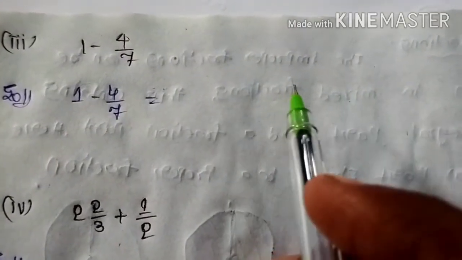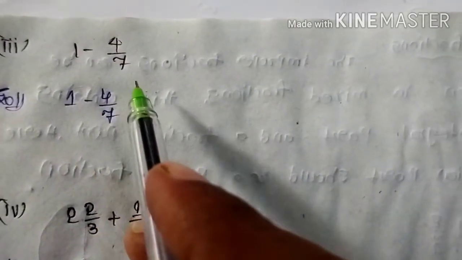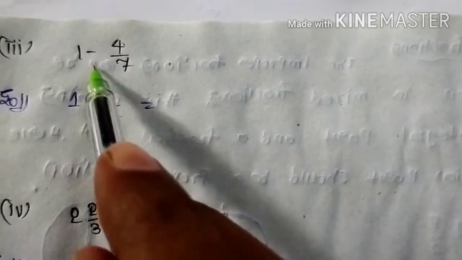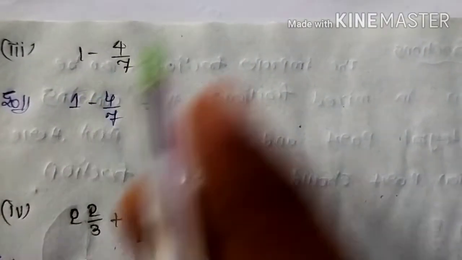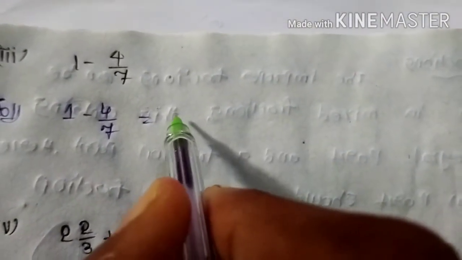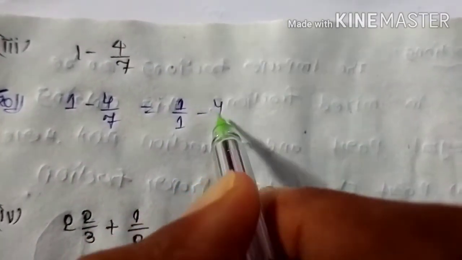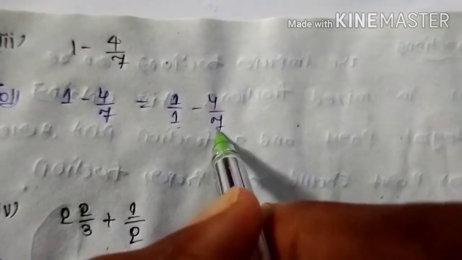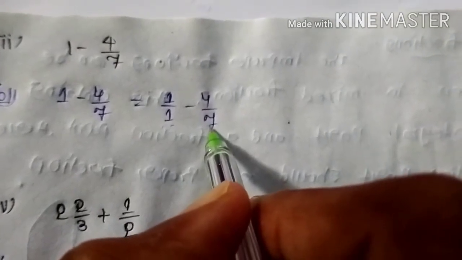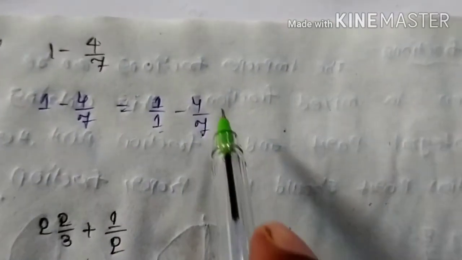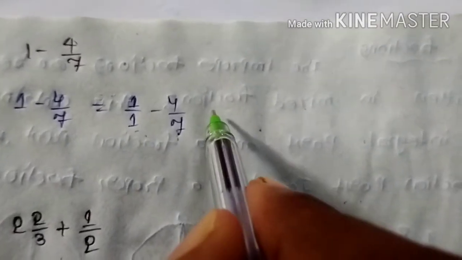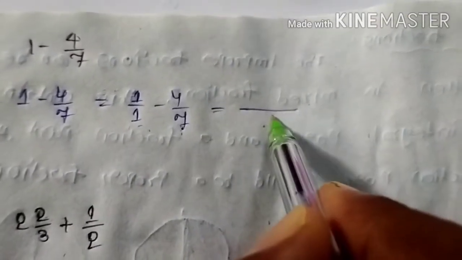Now you can see here one more question. We need to write in mixed fraction. See here, 1 minus 4 by 7. 1 can be written as 1 by 1, or not? Yes, 1 by 1 minus 4 by 7. Now you can compare, these two are unlike fractions, so you need to find the LCM. How can you find the LCM? 1 and 7, it is 7 only. I am writing here 7.